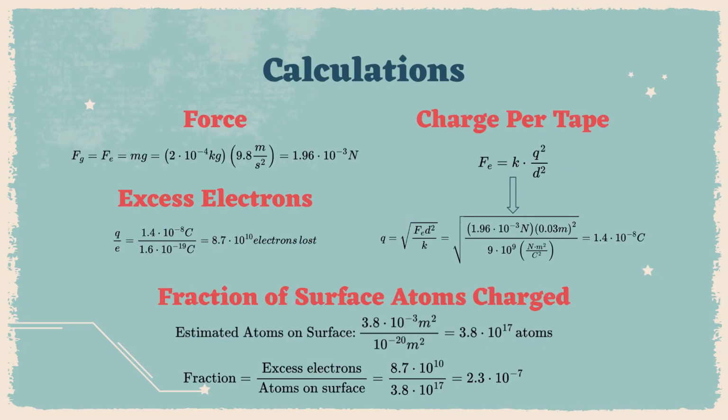On to calculations. The gravitational force on one tape is the mass times gravity, which is about 1.96 times 10 to the negative 3 newtons. At float, the electric force must equal this value. Solving with Coulomb's law gives a charge of about 1.4 times 10 to the negative 8 coulombs per tape. That equals roughly 8.7 times 10 to the 10 electrons. Compared to the estimated atoms on the sticky surface, only about 2 times 10 to the minus 7 of them exchange electrons, showing that even a tiny fraction of charges can produce significant forces.